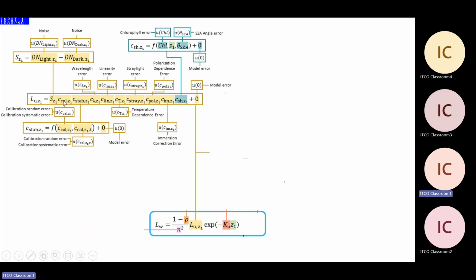Then you multiply this value by a calibration coefficient, which is going to transform this into radiance in watts per square meter per steradian and per nanometer, for instance.